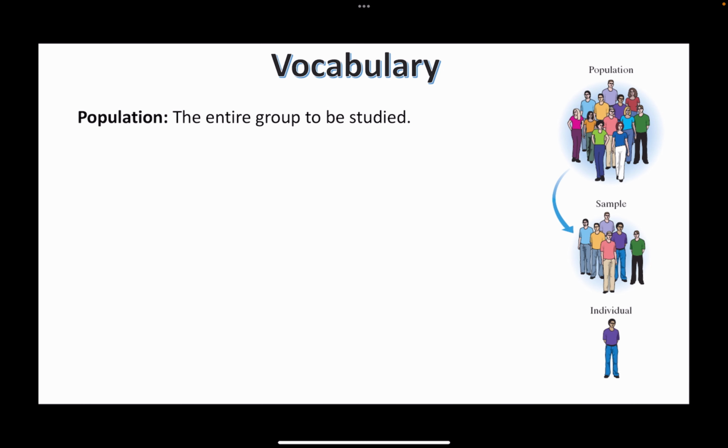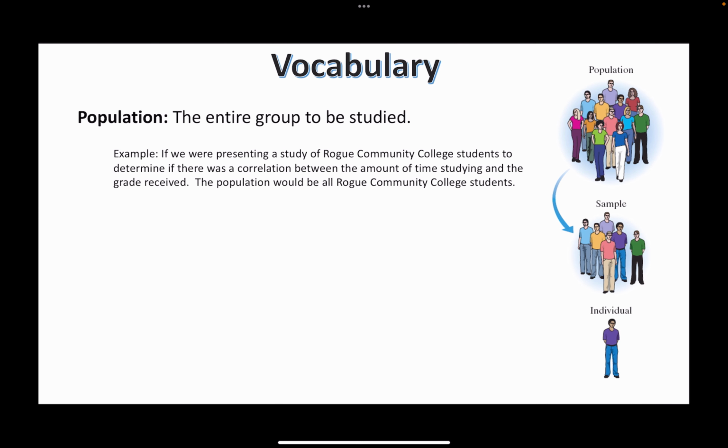Right, so first, some very important vocabulary words. We're going to start with population. Population is the entire group that we are studying. For example, if we're going to be presenting a study about RCC students, we're trying to figure out if the amount of time studying relates to the grade that they received in class, then our population would be all RCC students. Even though we probably aren't going to talk to every single RCC student, the population, the group that we are studying, is those RCC students. So that would be our population. It's the entire group.